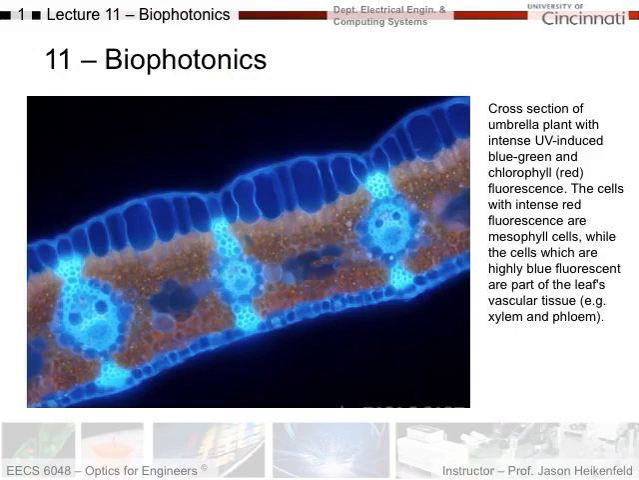And the image here, as you can see, is a cross-section of an umbrella plant with UV-induced fluorescence of things that are already fluorescing in there. So you can see the different cell types and chlorophyll and things like that. So this is some of the imaging techniques we're going to be looking at today and understanding how they work.